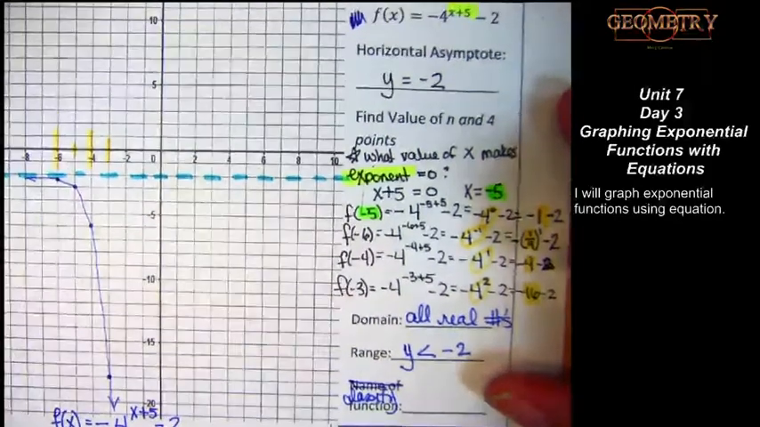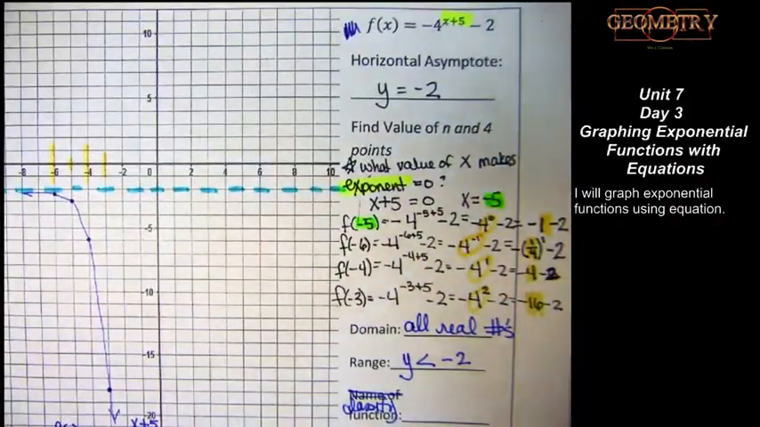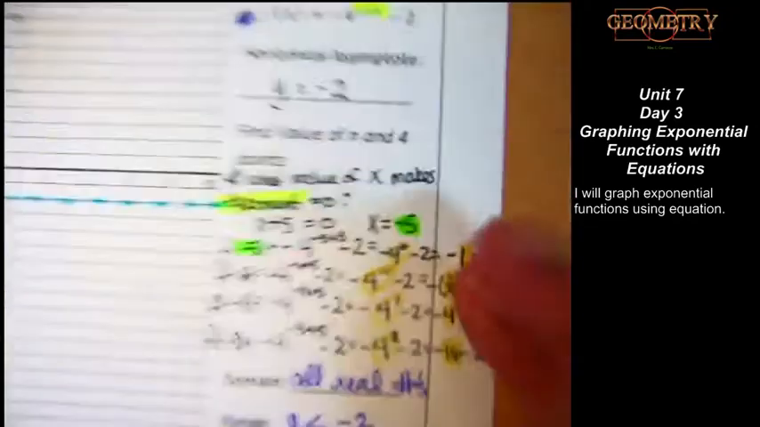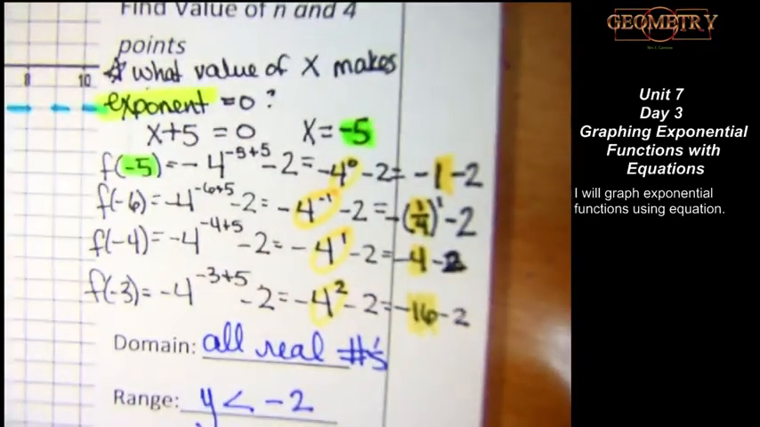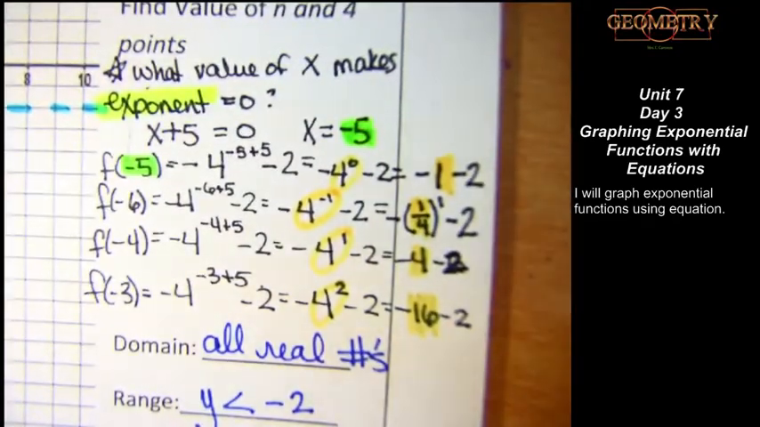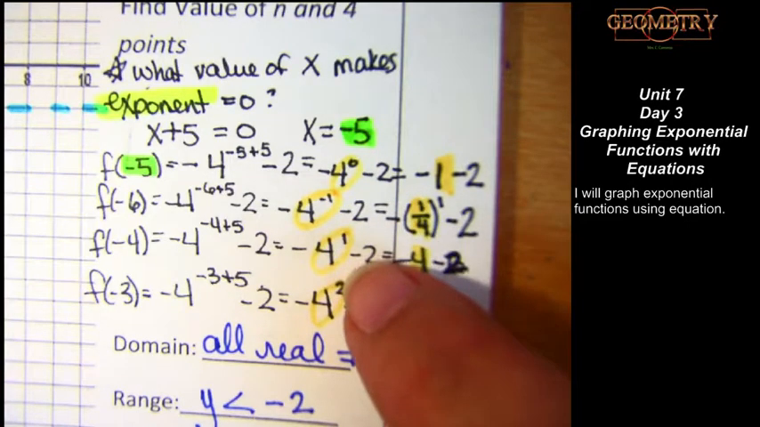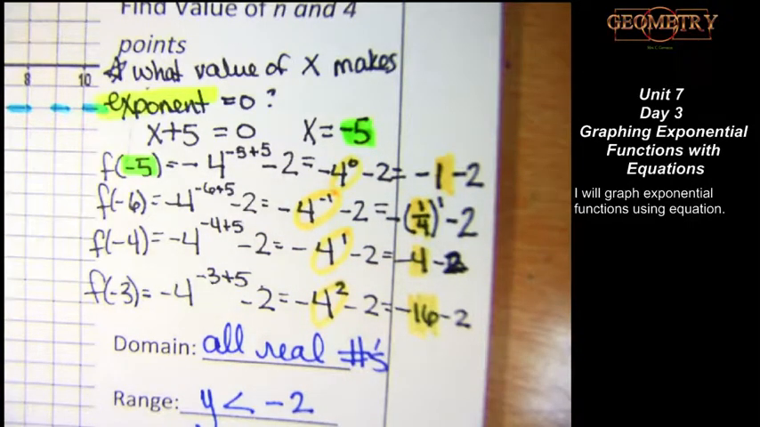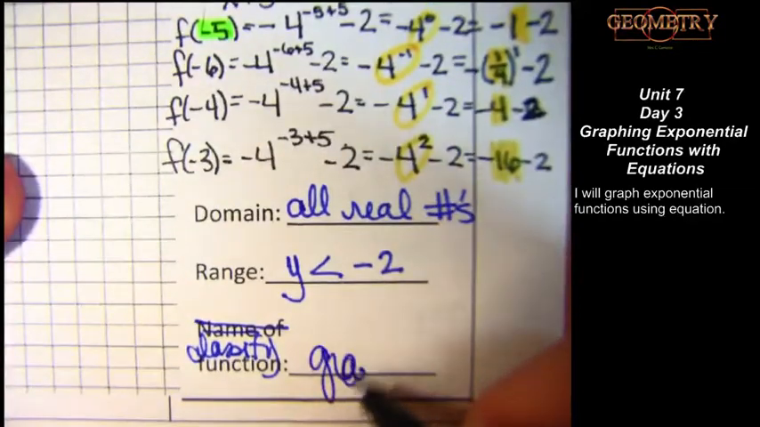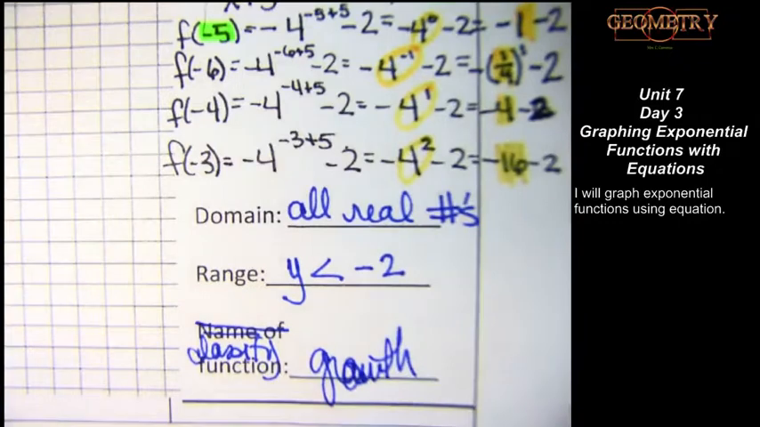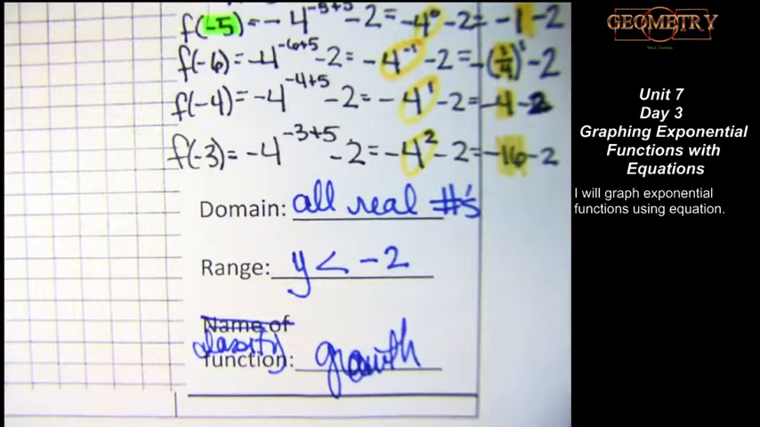Because to decide if it's a growth or decay, you have to look at the base. And in each case, this base was greater than 1. And when the base is greater than 1, it's a growth. All right, I know what you're thinking right now. You're going, but miss, it's going more and more negative. That's got to be a decay. It's growing. It's growing more.